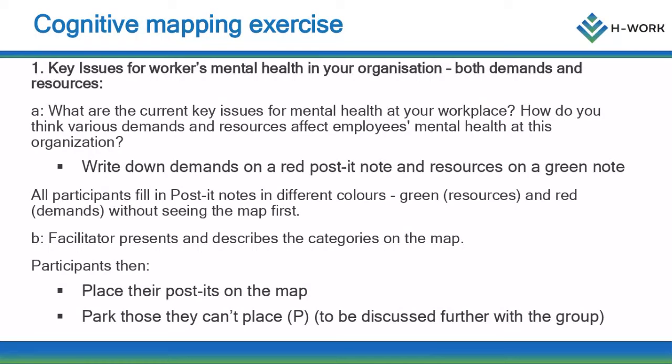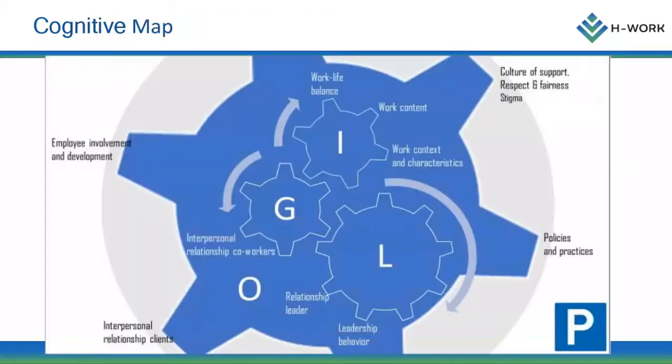So we get them to do that first of all, and we don't show them the map that I'm going to show you in a moment. We show them that afterwards. The reason we don't show them before is we don't really want to bias what they say, and then afterwards we'll get them to map what they've said onto the map itself. So after they've done this initial exercise on their own, the facilitator will then show them the map, and then they will go through an exercise of putting the post-its on the map, and then they'll park any that they're not sure about to discuss later.